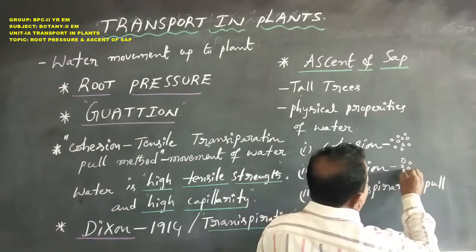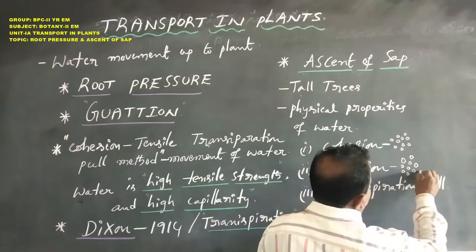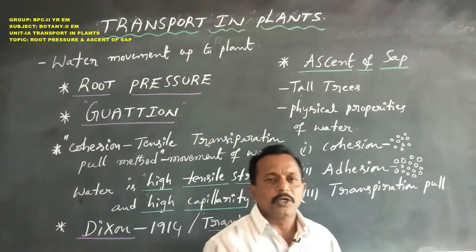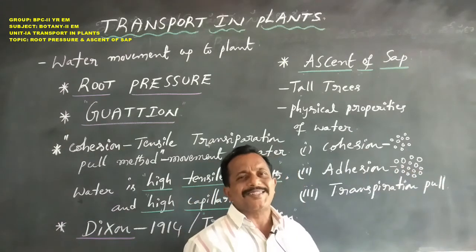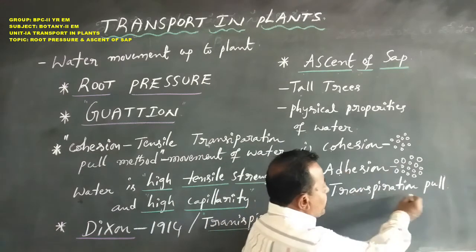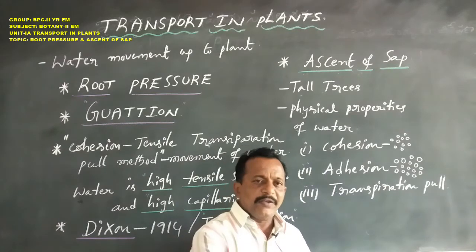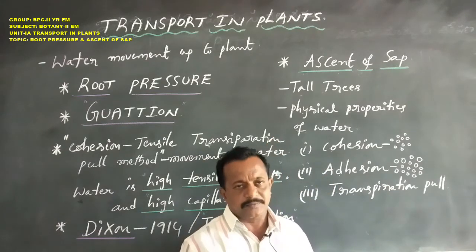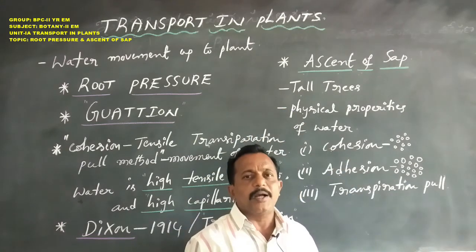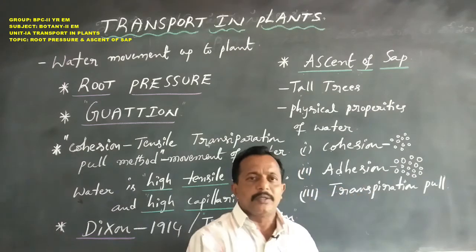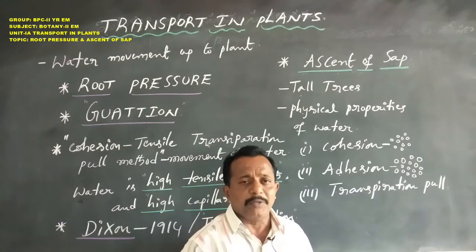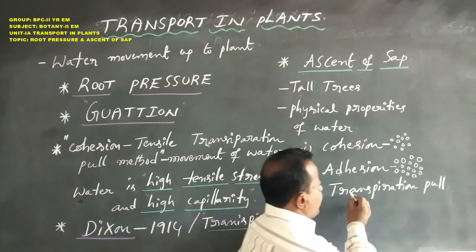Adhesion is the attraction between different kinds of molecules, water molecules and the polar surfaces. Next, the third one is transpiration pull. The driving force is always in the upward direction of the plants, the upward movement of water to be reached in the cavities, that is transpiration pull.